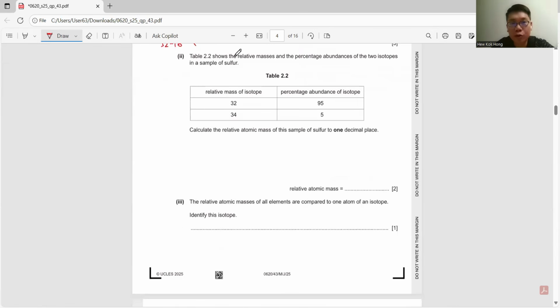Table 2.2 shows the relative masses and the percentage abundances of the 2 isotopes in a sample of sulfur. Sulfur-32 has 95%, sulfur-34 has 5%. So we use 32 times 95% plus 34 times 5%. On the calculator, you get 32.1. They say 1 decimal place, so make sure your answer is only 1 decimal place.